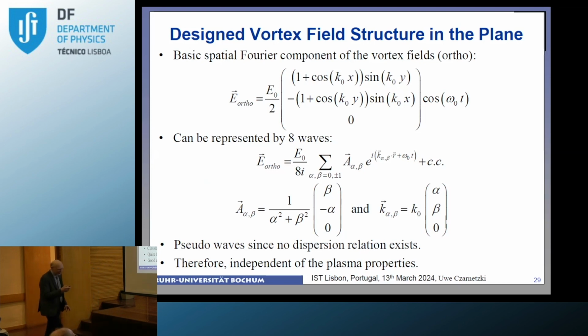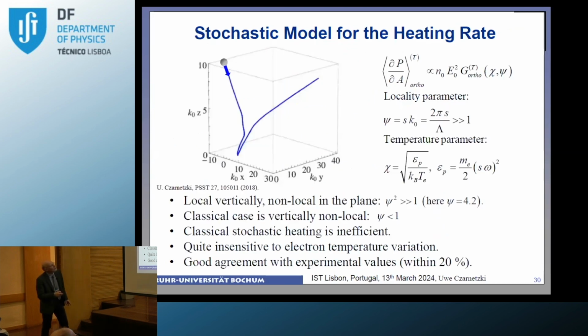And that is a simple concept for a stochastic model. A particle here comes basically from infinity or from inside the plasma, is reaching the surface where we have these vortex fields, and you see all these kinks which look like collisions, but there are no collisions. This is just due to the interaction with the field. In the calculation, we can identify 2 parameters. One is a temperature parameter, and one is what I call the locality parameter.